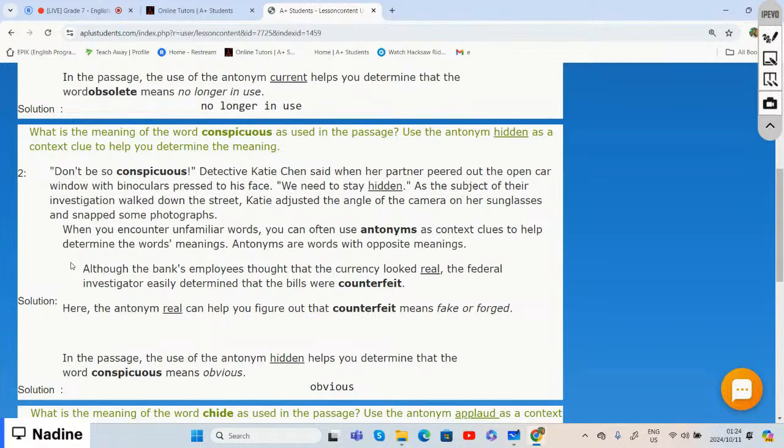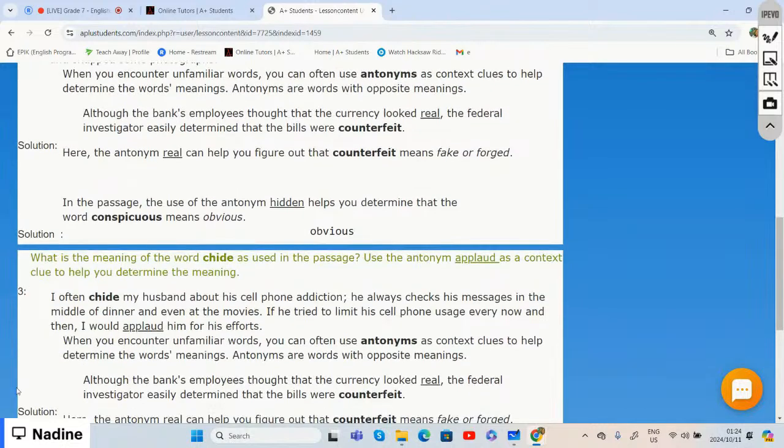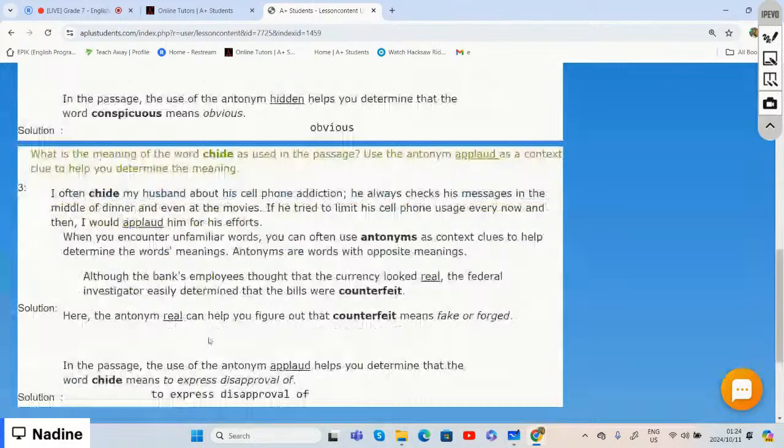All right. The next one says, what is the meaning of the word chide? We need to say what's the meaning of the word chide as used within the passage, and we need to use the antonym applaud as a context clue. I often chide my husband about his cell phone addiction.